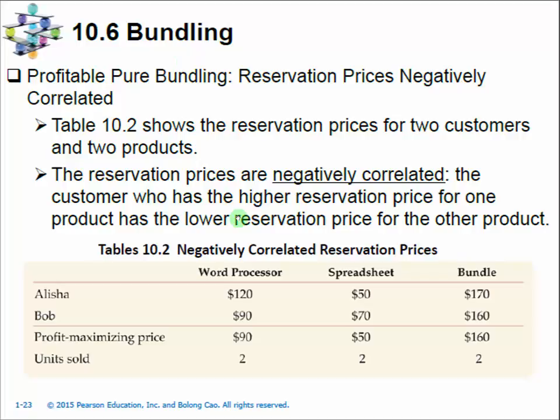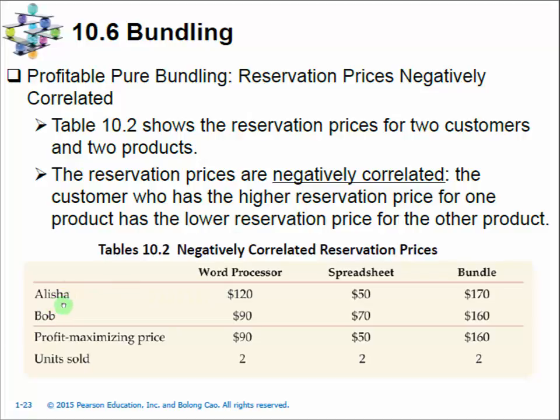The basic condition for pure bundling: we only sell the goods in a bundle. We do not sell the product individually. We only sell the product in a bundle. That's pure bundling. The condition for pure bundling to work is that the reservation prices of the customers are so-called negatively correlated. Let's look at an example.